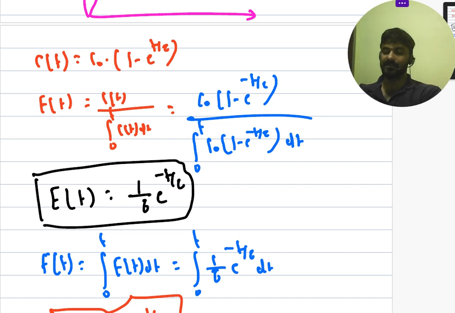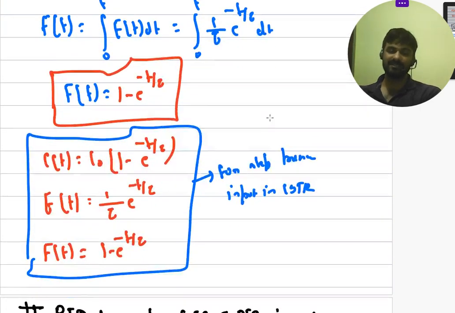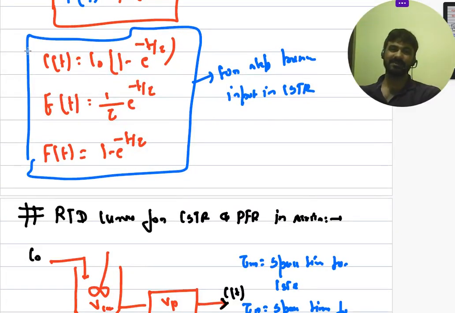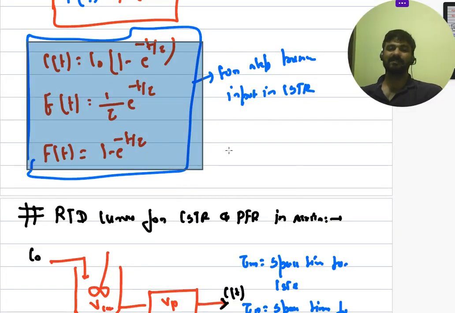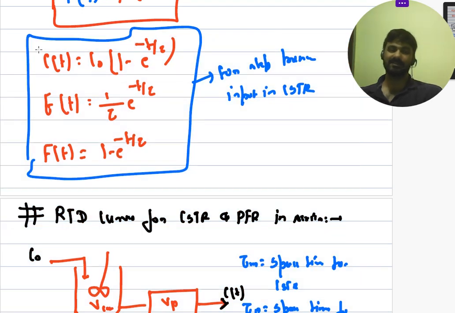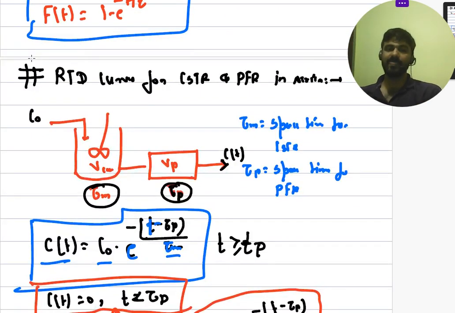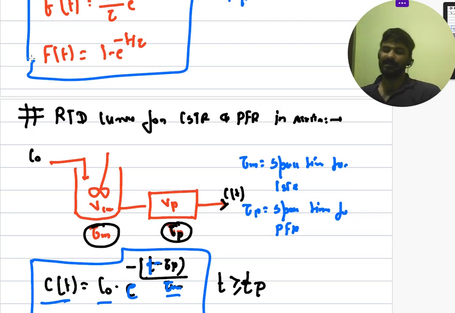And now from here you can calculate the value of F(t) also, that is equal to integral 0 to t of E(t) dt. So you have calculated it. The value of F(t) from here you can see is 1 minus e to the minus t by tau. Okay, so you have calculated the values of C(t), E(t) and F(t). So these are the step tracer experiment results for a continuous stirred tank reactor, that is C(t), F(t) and E(t). Okay, now again you can calculate these things for the plug flow reactor also, that is not very important.